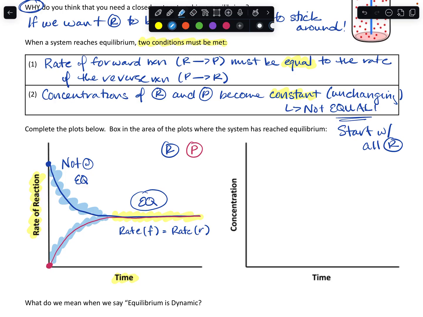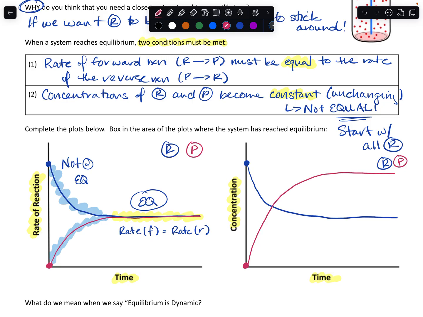We should also be able to show how the concentration of our components change over time and where equilibrium occurs. Again, I'm going to use blue for my reactants and red for my products. We're going to start with all reactants and mirror our rate of reaction plots, so we start with all reactants and 0 products. Over time, the amount of reactants is going to decrease until it becomes constant. At the same time, our amount of products is going to increase until it becomes constant.